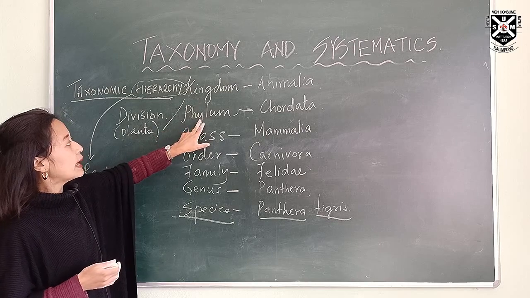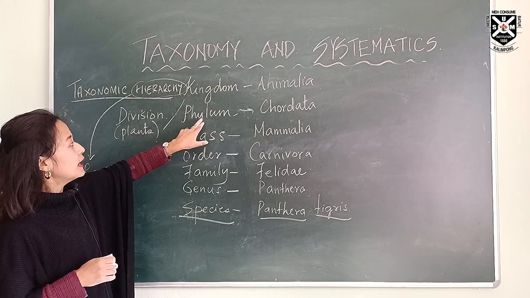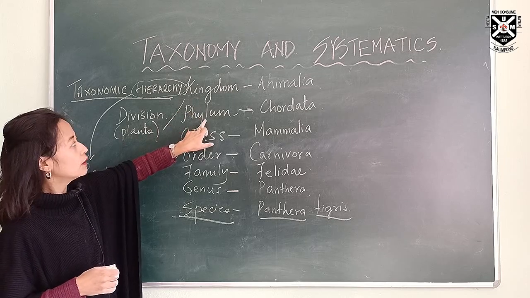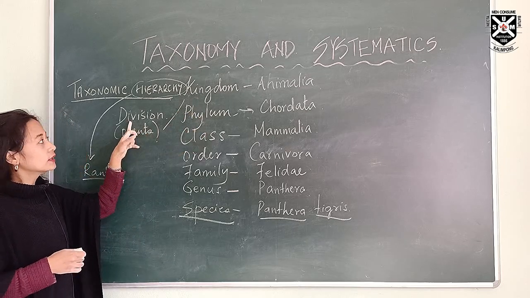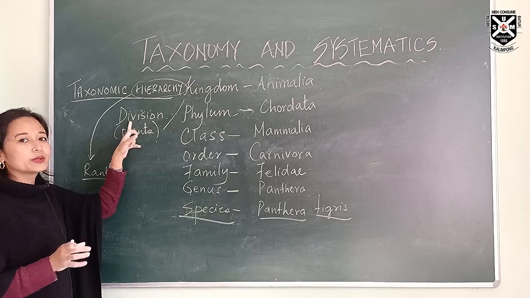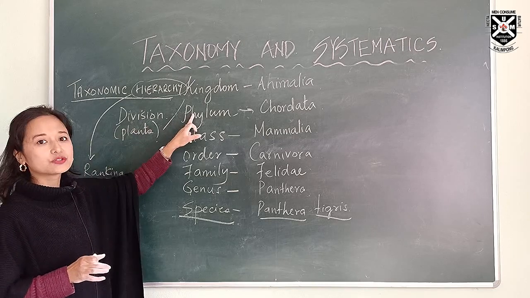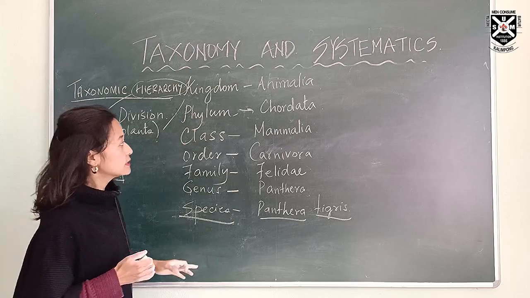So in case of animals, the level below the kingdom is phylum. But in case of plants, another taxonomic category is used. This is known as division. It's only for plants. Phylum is for animals. So let us understand this.